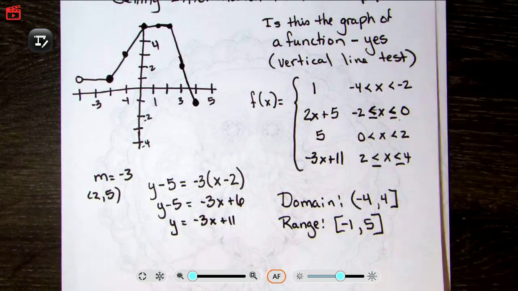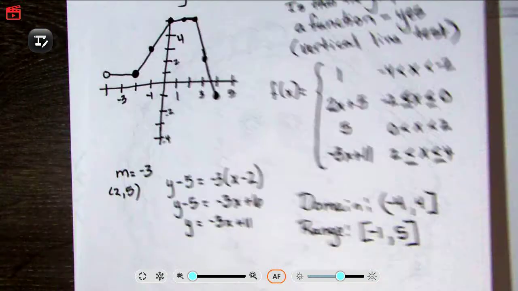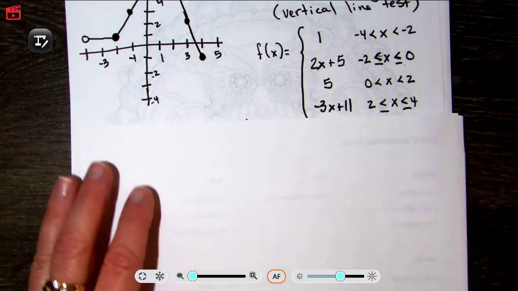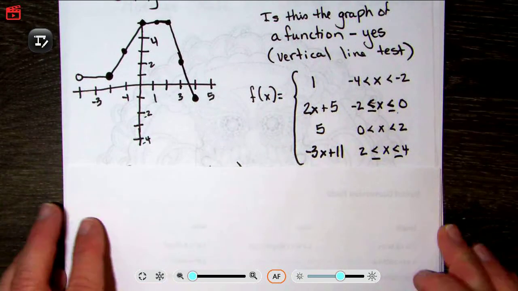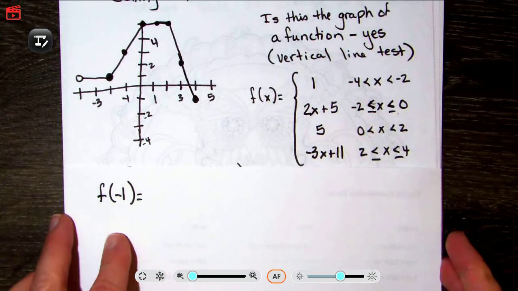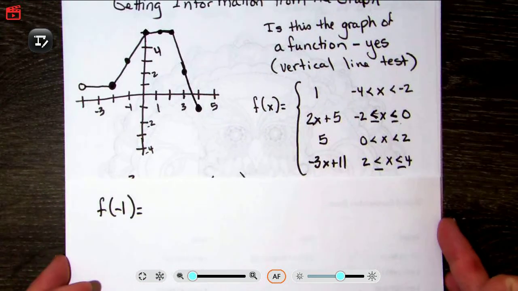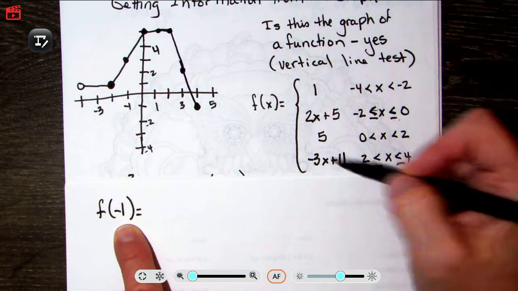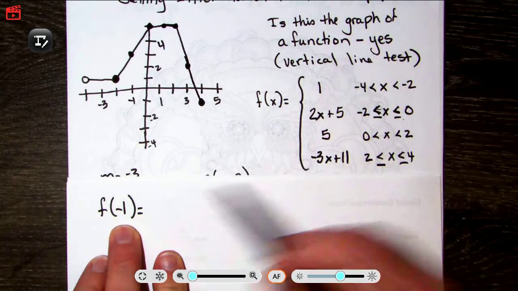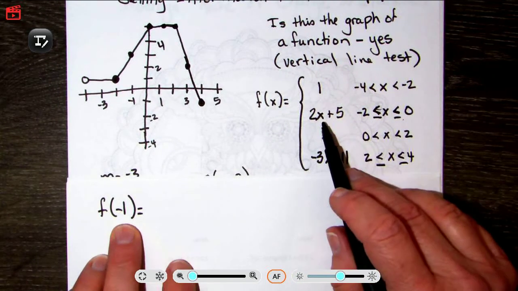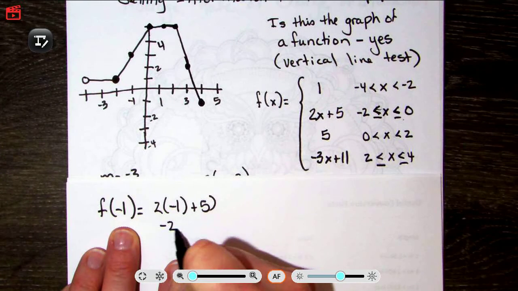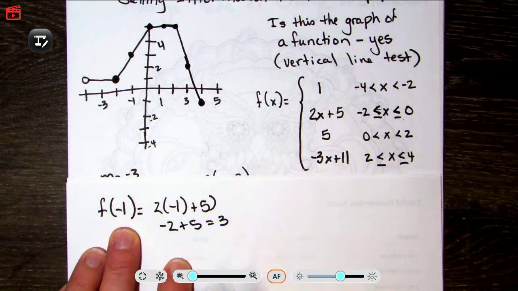Okay, I need my graphs, so I'm going to steal another piece of paper here. Let's say I want to know what f of -1 was. I can do this two separate ways. I can do this now that I have my equations. I can go into where I would need to go. From -1, -1 is between -2 and 0, so I could put it in here. So that would give me a -2 plus 5, which is simply 3.